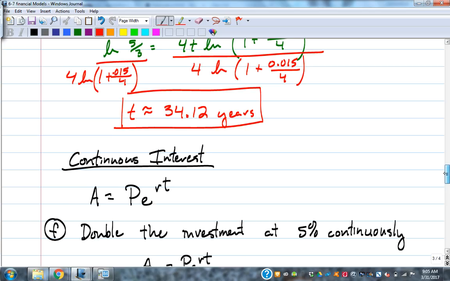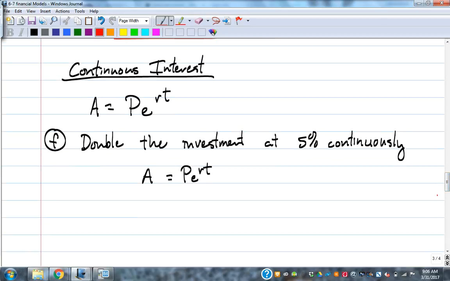All right, the other type of interest that we could have would be continuous interest. And continuous interest is like every second of every day, it's dumping the interest back into the account. So it's like if in the compound interest formula, n kept getting bigger, it would get closer and closer to e to the rt is what happens. So we get this A equals Pert is the way I remember that.